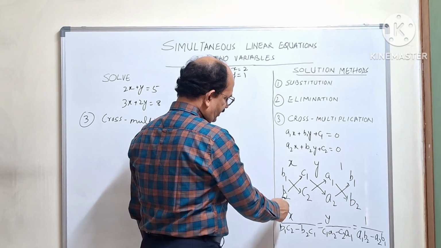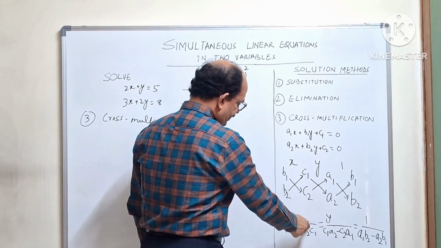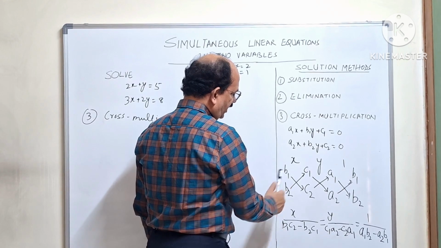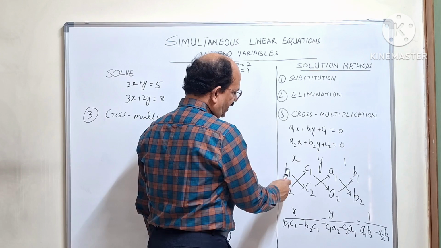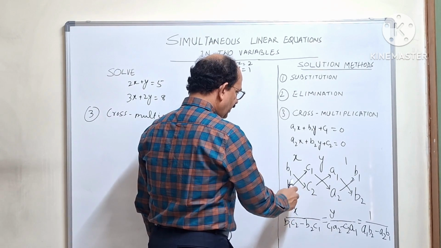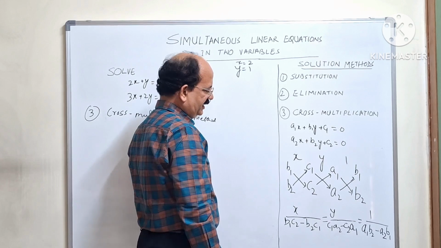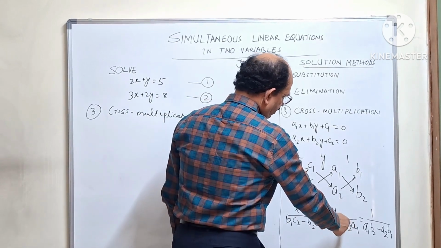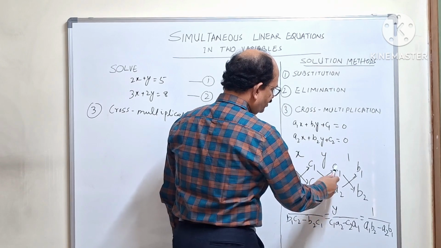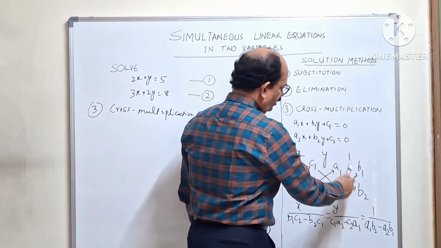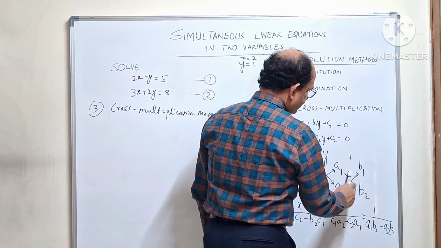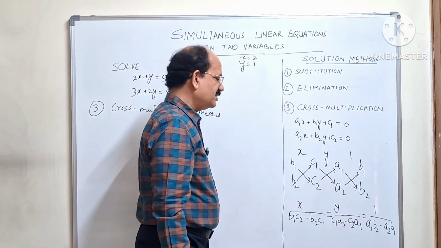Now write this in this form: x upon the value coming out of the cross multiplication of these two terms. So cross multiply b1 with c2, b1 c2, minus again cross multiply b2 and c1, this will be minus b2 c1. Similarly, y divided by the cross multiplication c1 a2 minus c2 a1, and that is equal to 1 upon again the cross multiplication a1 b2 minus a2 b1.